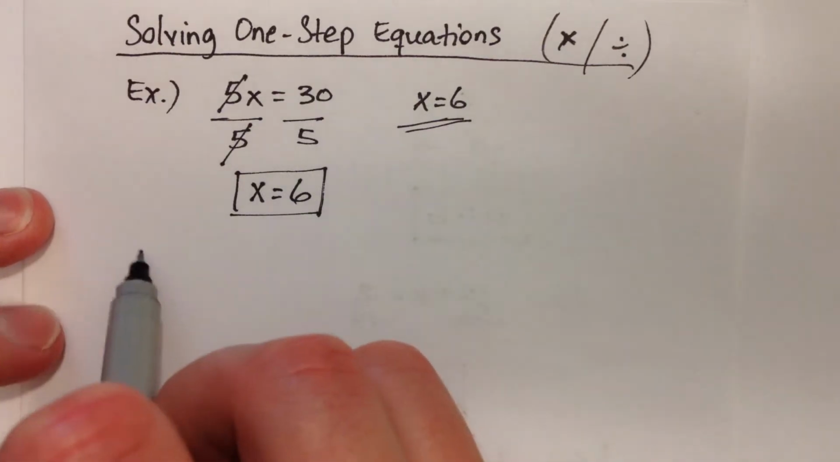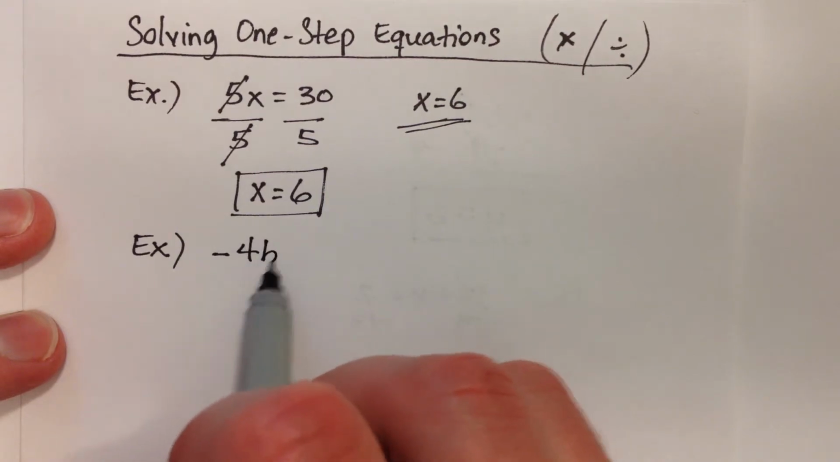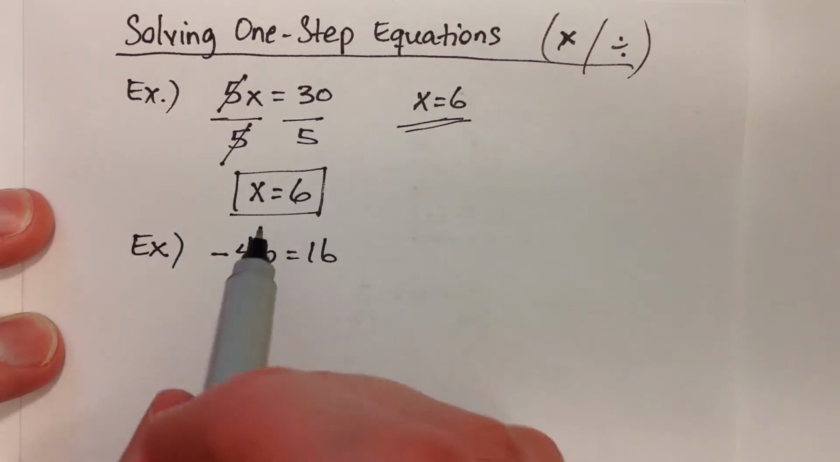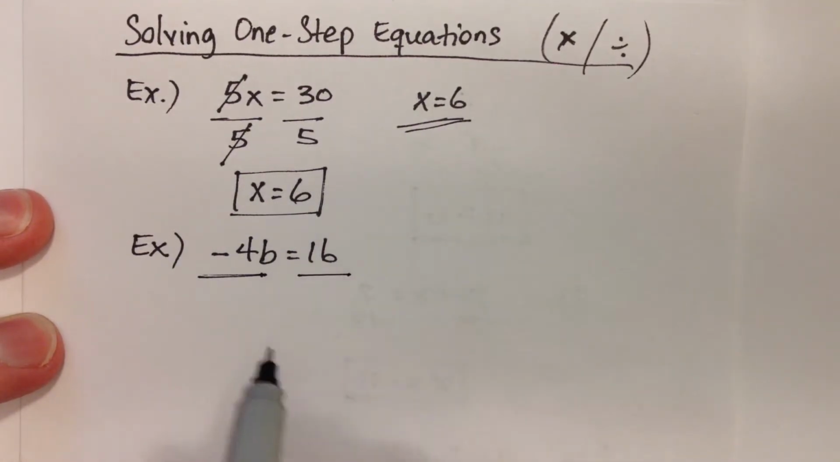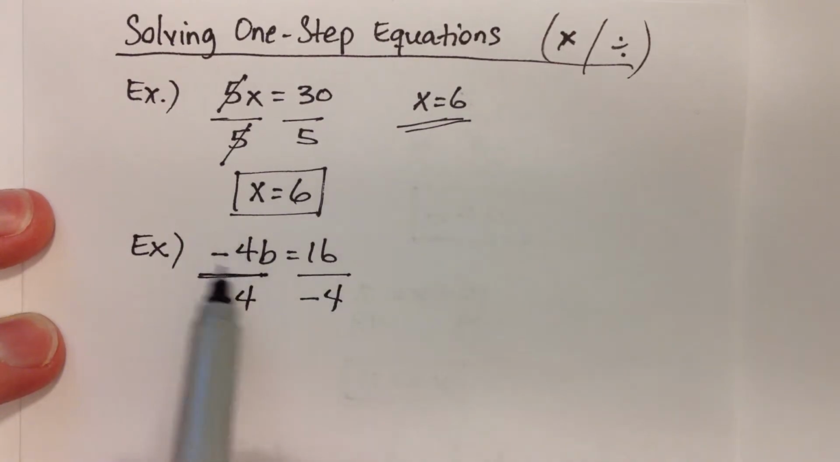Okay, so let's look at another example with that same kind of idea. This time I have a negative 4b equals 16. So actually that kind of looks like the same, doesn't it? That is a negative 4b equals 16. Okay, so again we have this b, which we wanted to get by itself, but right now it's being multiplied by negative 4. So if it's being multiplied, what's the opposite of multiply? Well, division. So we're going to use the division property of equality, and we're going to divide both sides by something. And what are we going to divide both sides by? Well, that negative 4, because it's whatever's with that b.